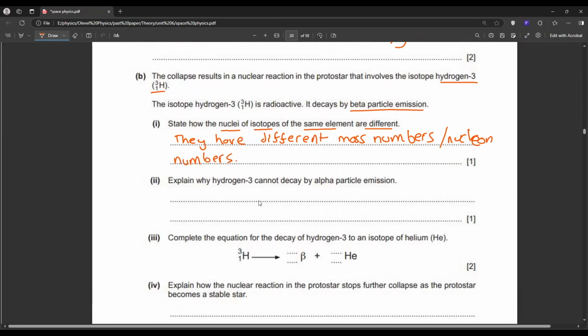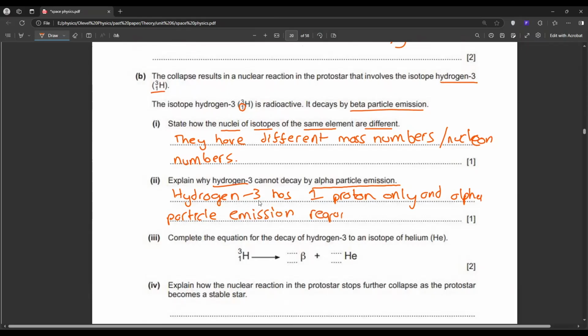Perfect. Explain why hydrogen 3 cannot decay by alpha particle emission. Because alpha particle emission requires two protons. We have one proton only. So you can say hydrogen 3 has one proton only, and alpha particle emission requires two protons. Simple as that.